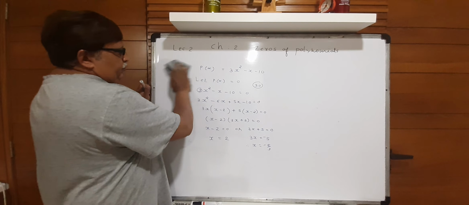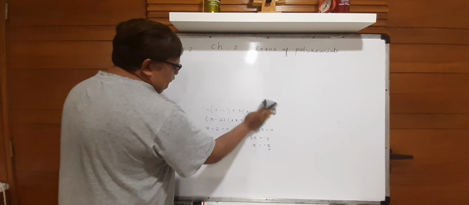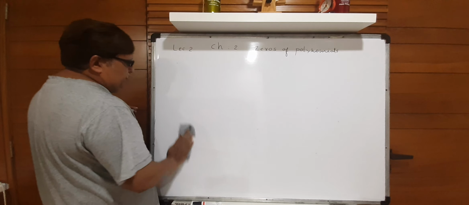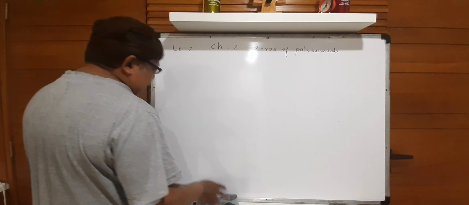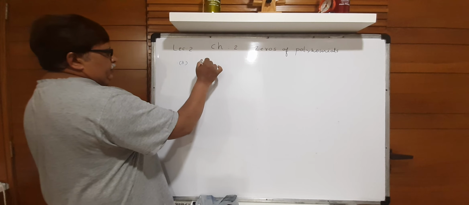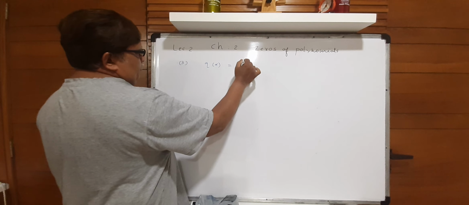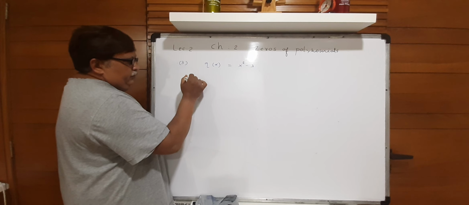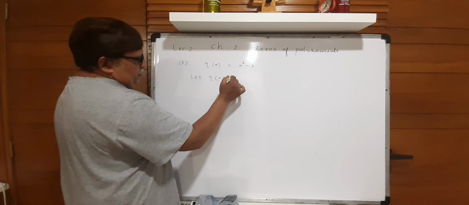Let us take one more example to find zeros of polynomial. Understood? One more example. Suppose, third one, let us select q of x equal to x square minus 3. First step, as you know, let q of x equal to 0.